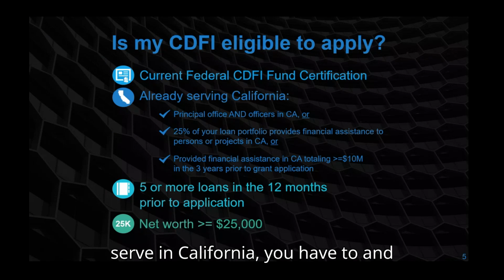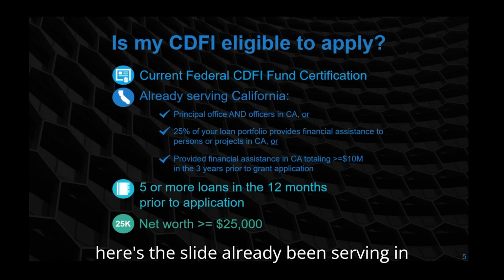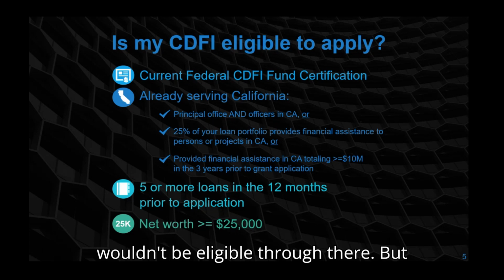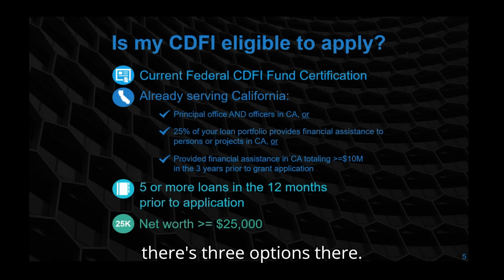And in order to serve in California, you have to, and here's the slide, already be serving in one of the following ways. So those 3 check marks, if you don't have a principal office in California, then you wouldn't be eligible through there, but there's 3 options there.